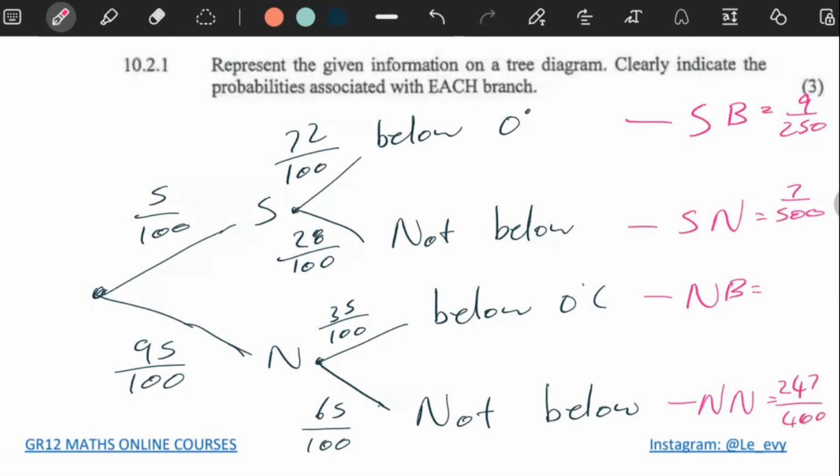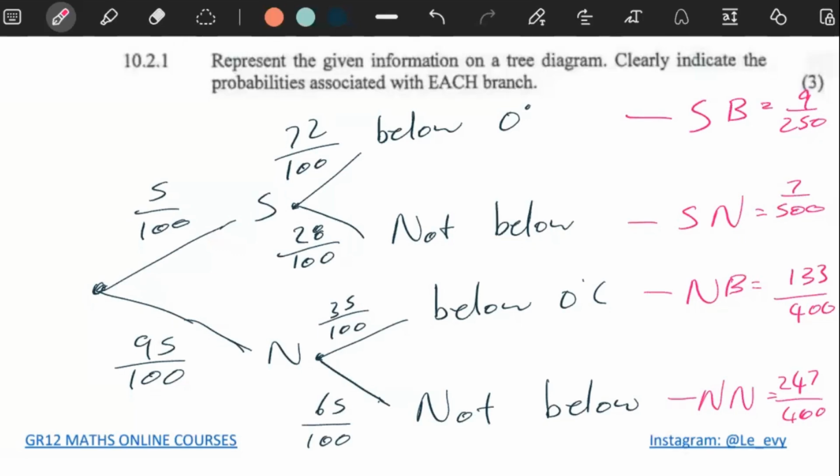Okay, so we have here 95 and this 35, 133. Oh, that's correct. It just feels strange because everything here should add up to 1. So, that's very tricky. Let's see if it does add up to 1, because it looks very weird. And if it does not add up to 1, then it means that it's definitely wrong. Plus 133 over 400 plus 247 over 100. Wow, it adds up to 1. Very interesting. So that's our tree diagram.